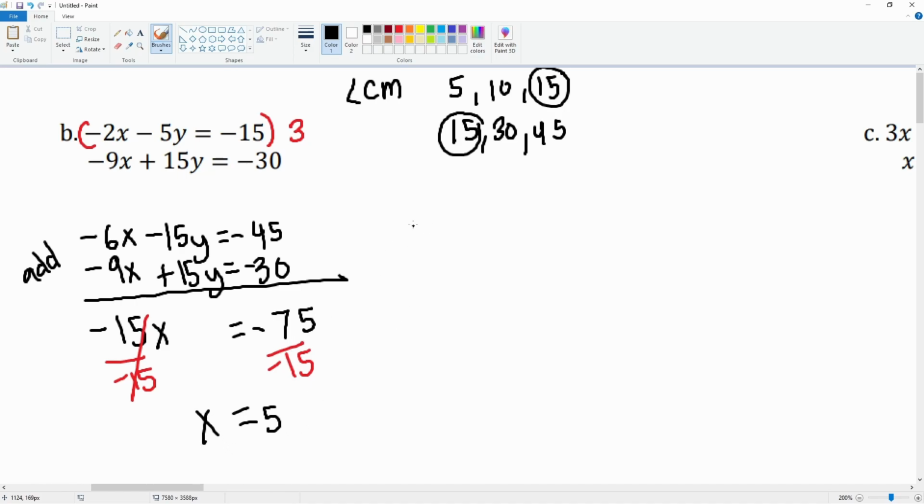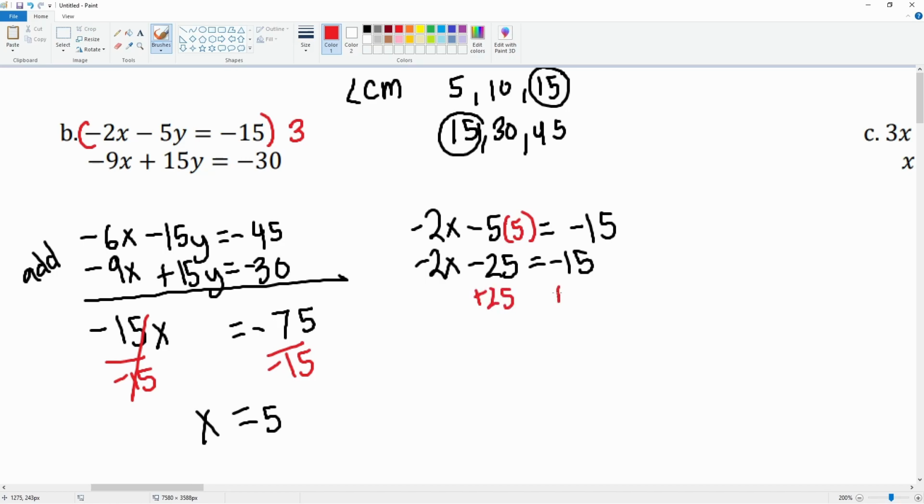Now we want to get the y value. Here I write my original equation, but this time I'm going to make this substitution. Take out that y, substitute in the 5. Okay, -2x, -5 times 5 is -25 is equal to -15. I'm going to now add 25 to both sides. This does cancel, leaving you here with a -2x is equal to a 10. Then I'm going to divide by -2 to both sides. This does cancel. -2 divided by -2 is 1. X is going to be equal to -5.